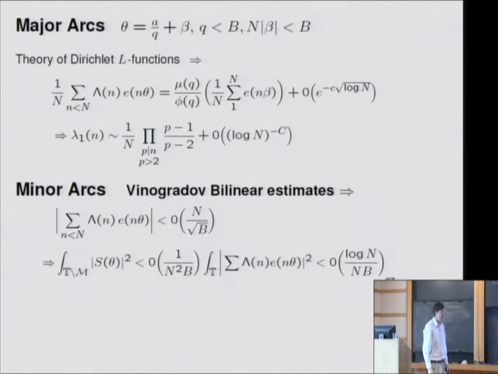Yes, so you actually have to average over n. That's correct. That's what prevents it from working for all n. In fact, this method cannot work for all n. This goes back to van der Corput.